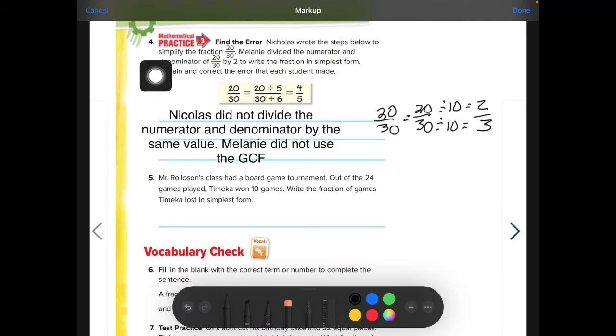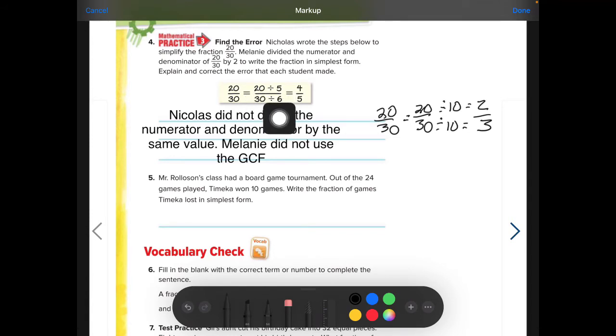Number 4, Nicholas wrote the steps below to simplify the fraction 20 over 30. Melanie divided the numerator and denominator by 2. Write the fraction in simplest form and explain and correct the error each student made. Okay, so Nicholas, he did not divide the numerator and denominator by the same value.